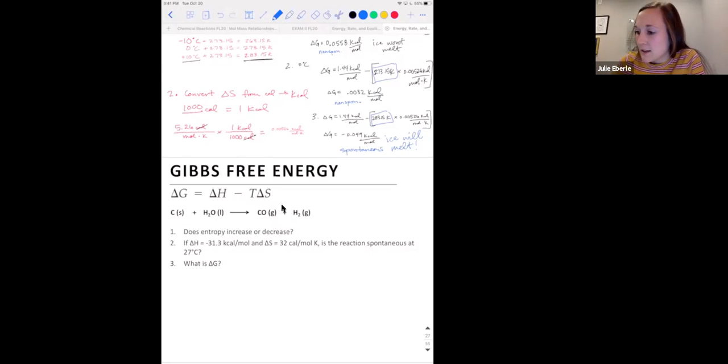Okay, this last reaction here says carbon and water make CO, carbon monoxide. That's bad stuff, right? And hydrogen. Looking at this reaction, does entropy increase or decrease? Is delta S positive or negative?